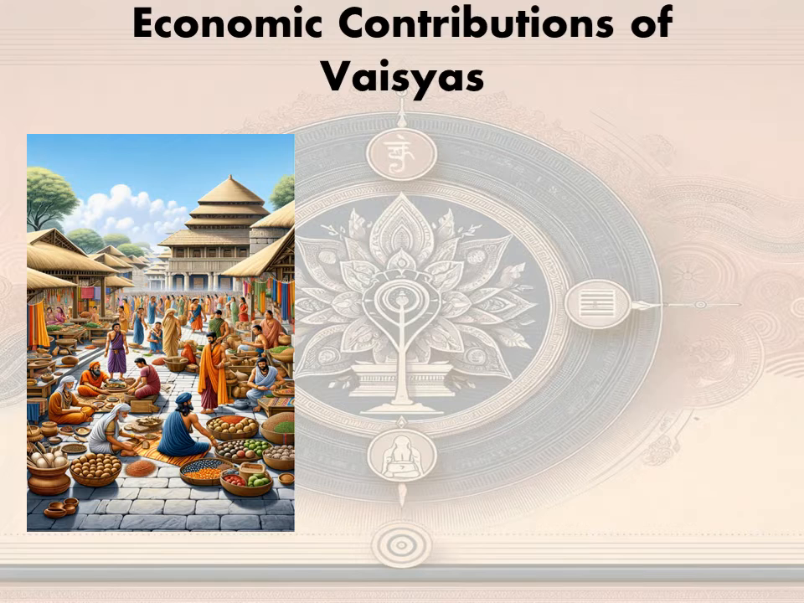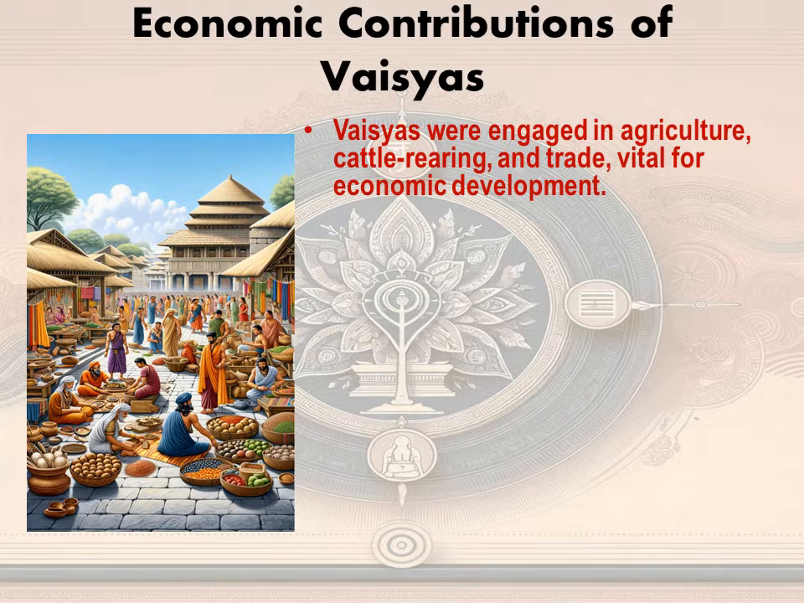Now, economic contributions of the Vaisyas. Who were the Vaisyas and what economic role did they play during the time of the Mauryan Empire? Vaisyas were engaged in agriculture, cattle rearing, and trade, vital for economic development. So, the role of Vaisyas was that they were engaged in agriculture, cattle rearing, and trade, and thus they mainly controlled the economy of the Mauryan period. Their function was very much vital for gaining economic resources in the governance.